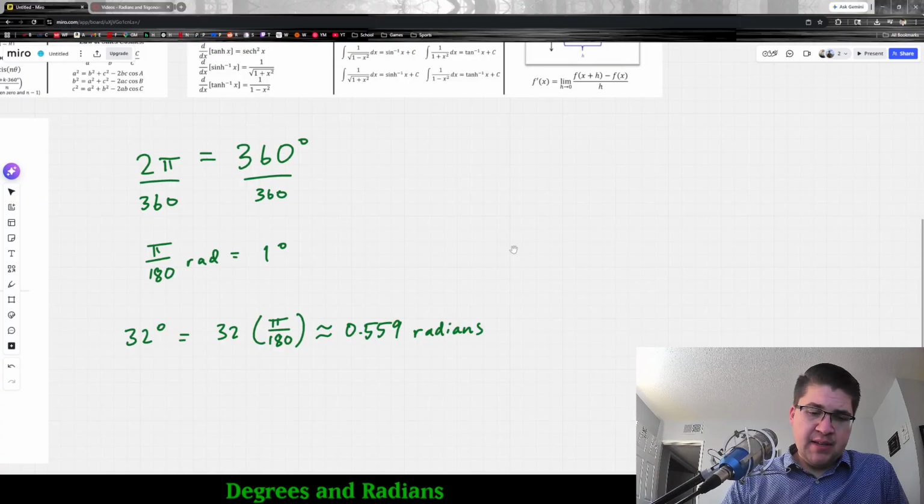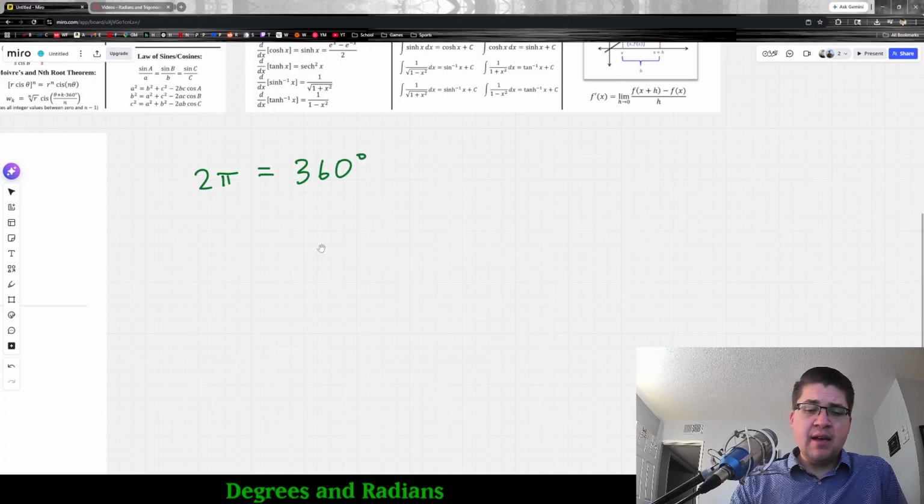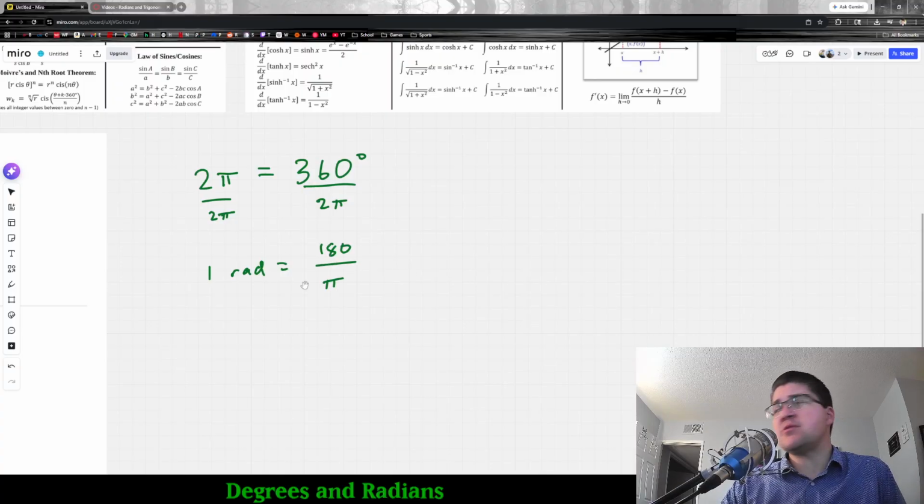So let me erase all this and let's go back to, because to me, how I memorize this is not by the conversion factor itself, but just by starting with the fundamental relationship that 2 pi is 360. And if I want to solve for radians, well, I could divide both sides by 2 pi. And so I'd have 1 radian is equal to 180 over pi. So notice it's the same ratio, just the reciprocal. Whether you multiply by pi over 180 or 180 over pi, that's the only difference in this conversion relationship. And so, this would be the value in degrees of 1 radian.